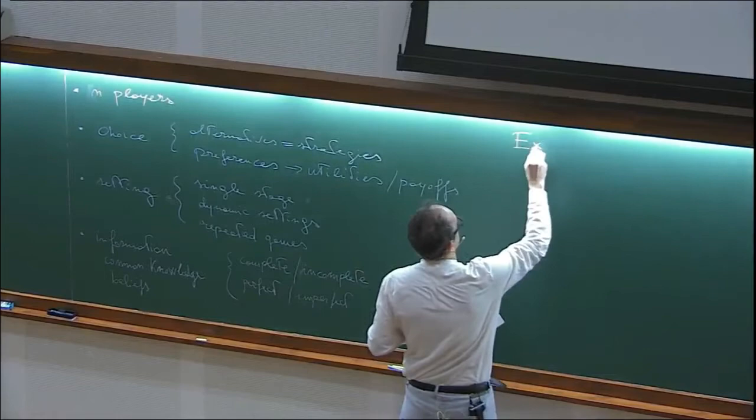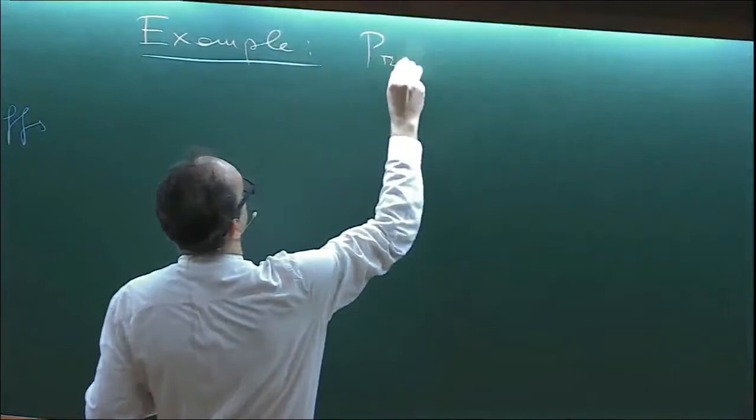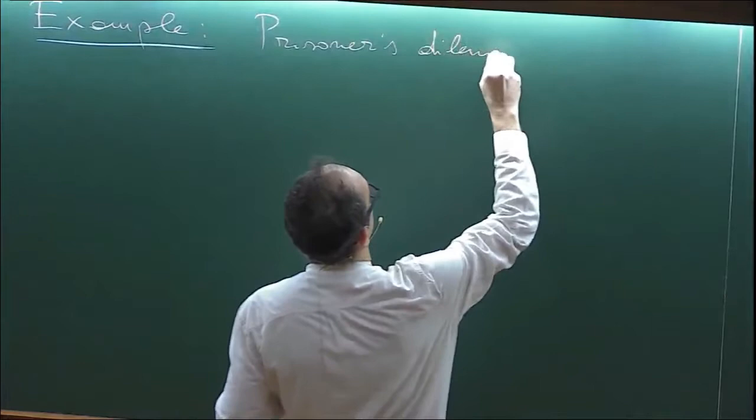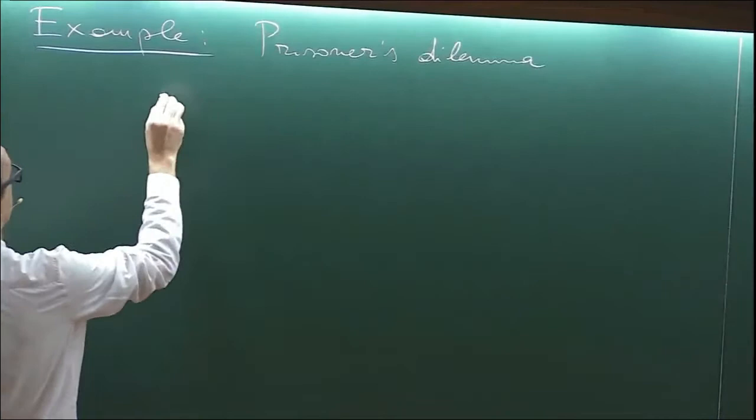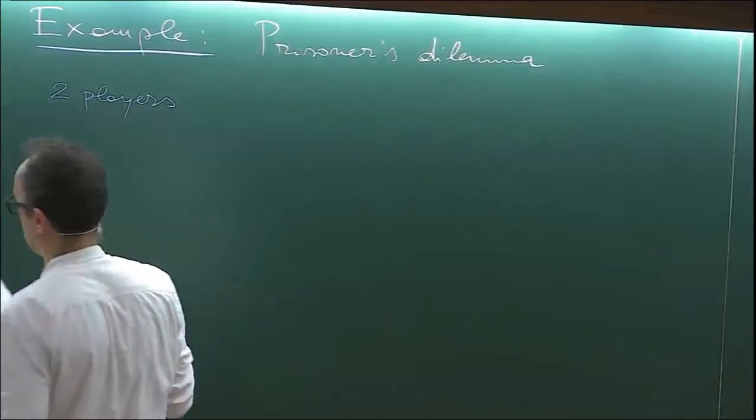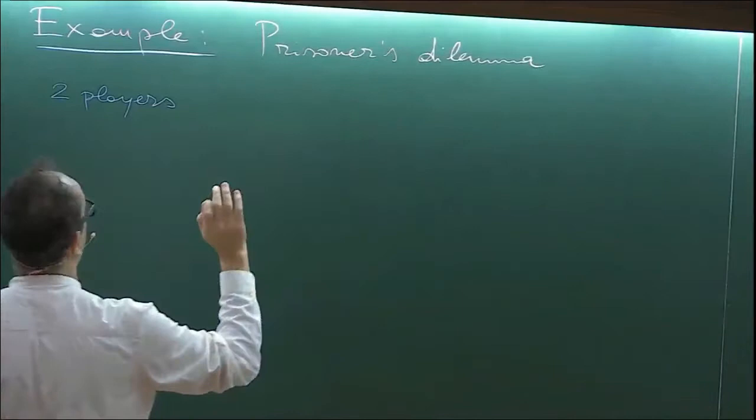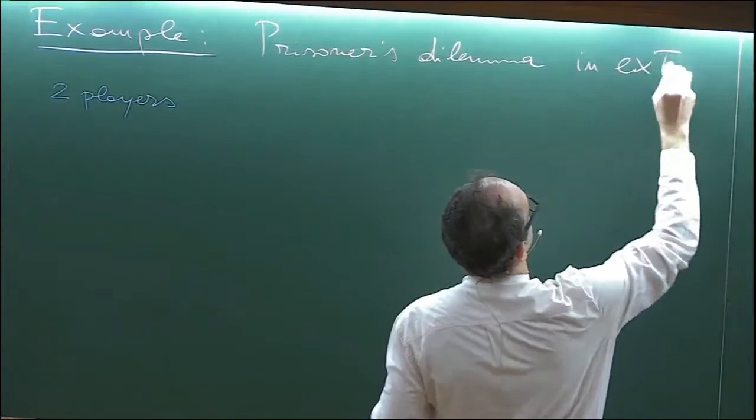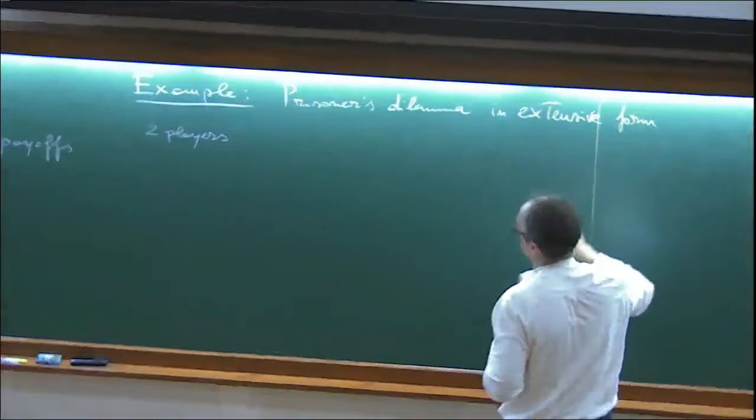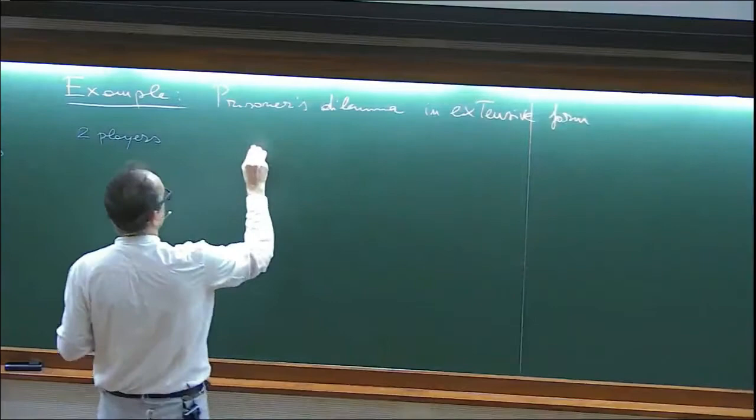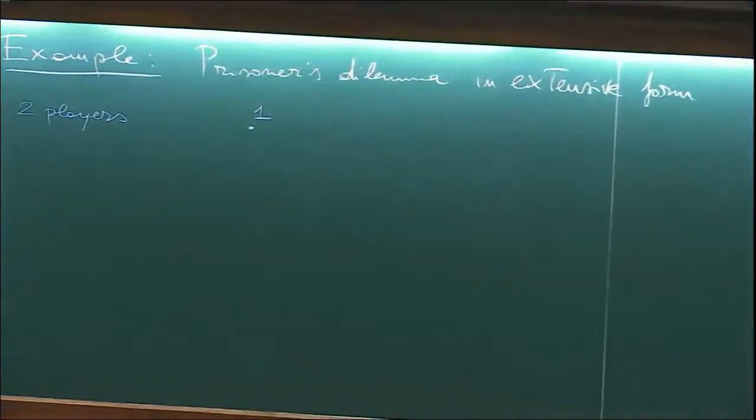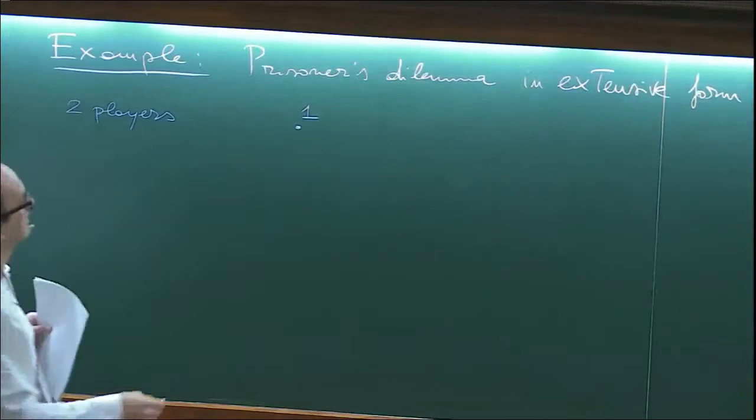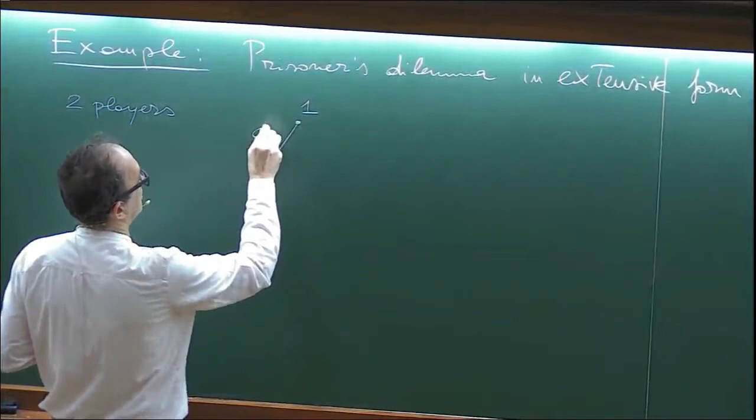So this is the prisoner's dilemma. Imagine that we are in a situation where there are two players. There is one way of representing games, which is called extensive form, which is essentially like a decision tree, okay? So you start and there are two players, player one takes an action. One is action C, and the other one is action D.